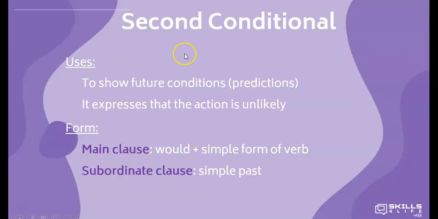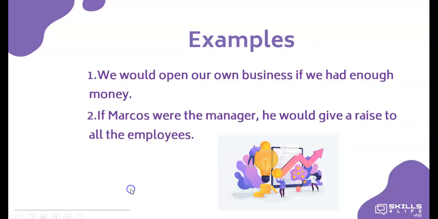And finally, the second conditional. The second conditional shows future conditions or predictions and also expresses that the action is unlikely to happen. We use would plus the simple form of the verb in the main clause and the simple past tense in the subordinate clause. Let's see the examples.